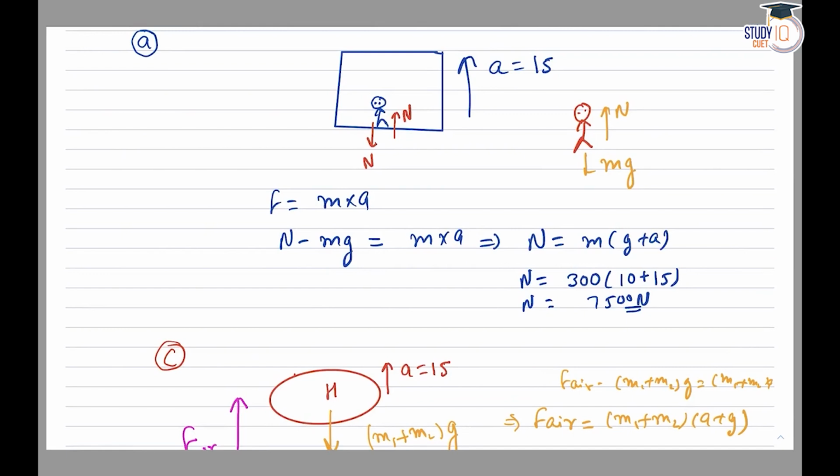So the force exerted by air on the helicopter in the upward direction is equal to 10 plus 15, that is 25, into 1300. On solving this, we have the value of the force exerted by the air on the helicopter as 32,500 Newton in the upward direction.